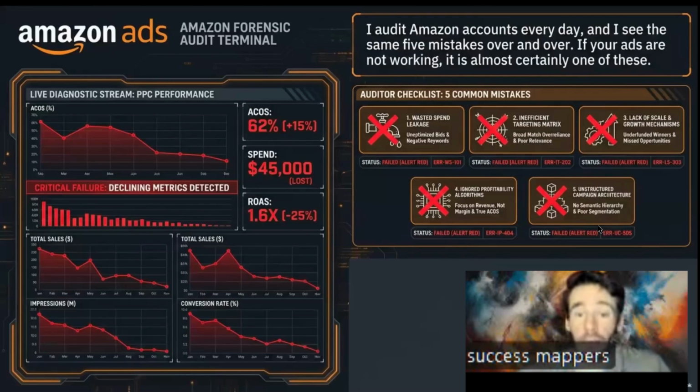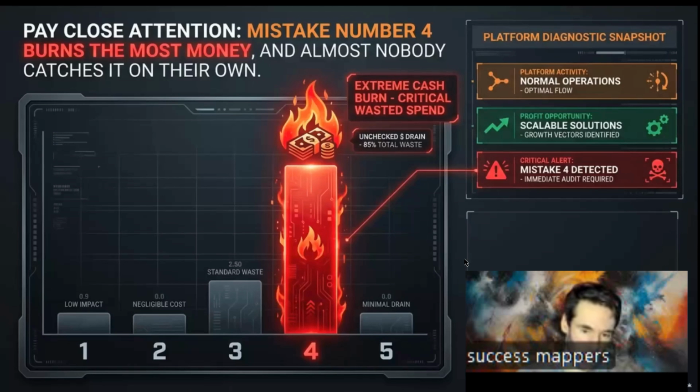I audit Amazon accounts every day and I see the same 5 mistakes over and over. If your ads are not working, it's almost certainly one of them. So pay close attention to what I'm gonna show you here. The 5 problems that I see the most.